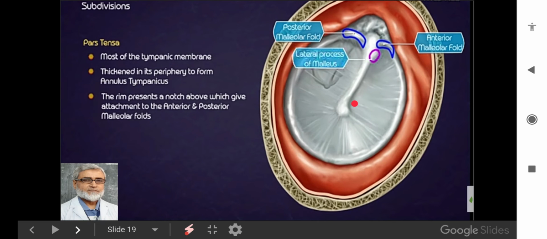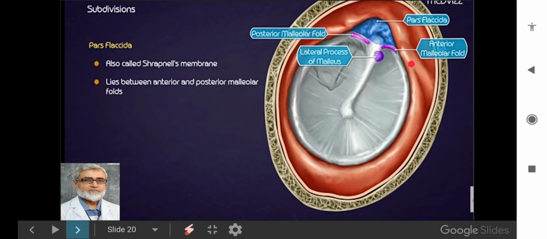Most of the tympanic membrane is thickened in its periphery to form the annulus tympanicus. Annulus, see here, a ring-like structure, is known as the annulus tympanicus. The rim presents a notch above which gives attachment to the anterior and posterior malleolar fold. See here, two notches from where the anterior and posterior malleolar folds attach. Come to the next slide.